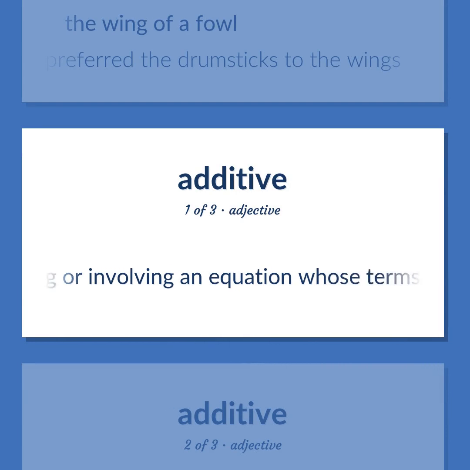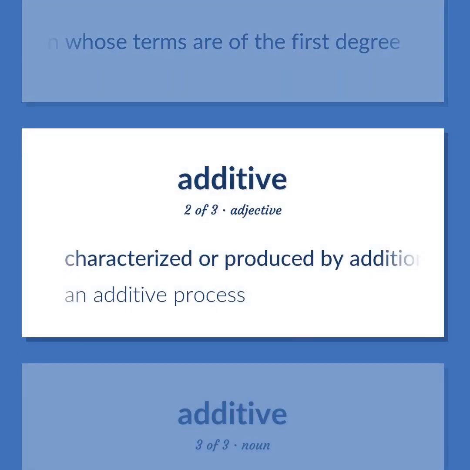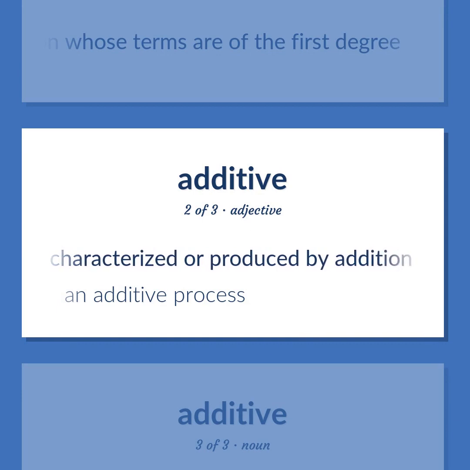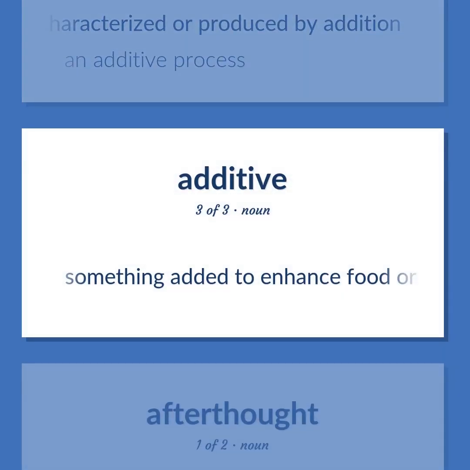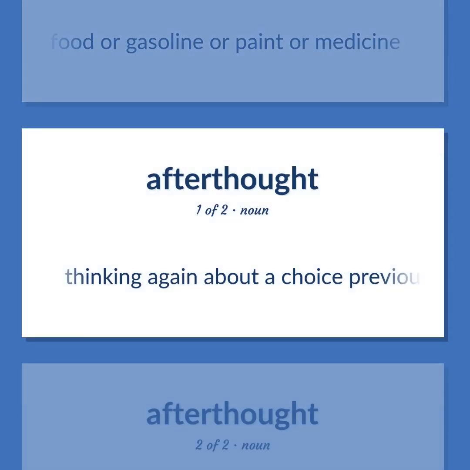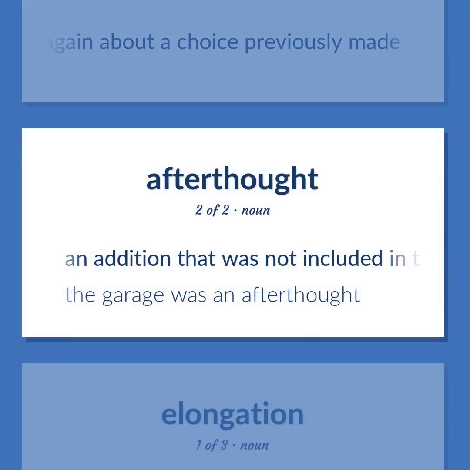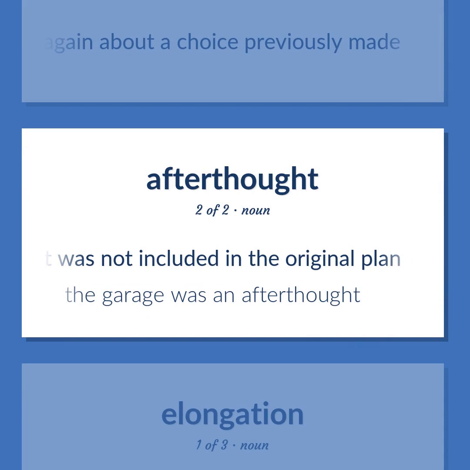Designating or involving an equation whose terms are of the first degree. Characterized or produced by addition. An additive process. Something added to enhance food or gasoline or paint or medicine. Thinking again about a choice previously made. An addition that was not included in the original plan. The garage was an afterthought.